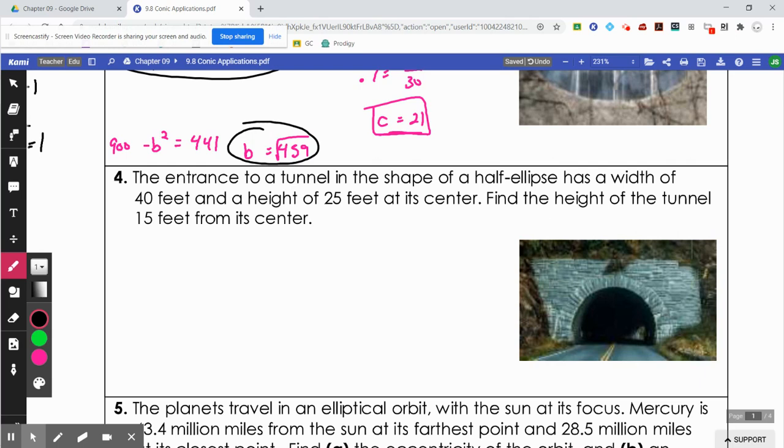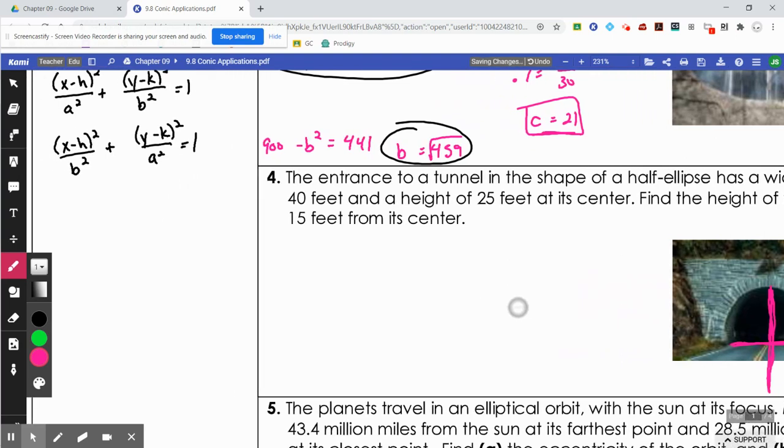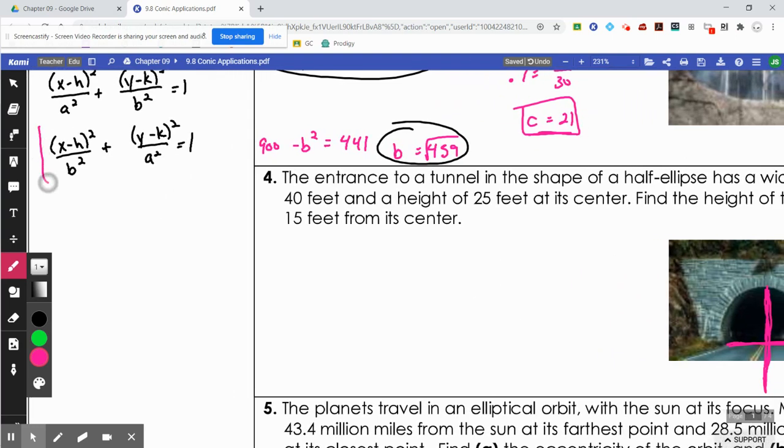Number 4, the entrance of a tunnel is in the shape of a half ellipse. It has a width of 40 feet, so the width would be from here to here, and a height of 25 feet at its center. So this goes up from here to here, 25. Now, since it's a half ellipse, if it were to go down further, that'd be 50 this way and 40 this way. So since it's taller than it is wide, that'd be a vertical ellipse. So we're going to use our second equation.